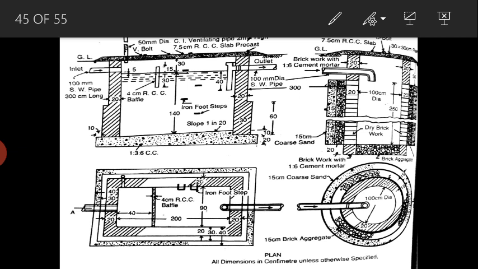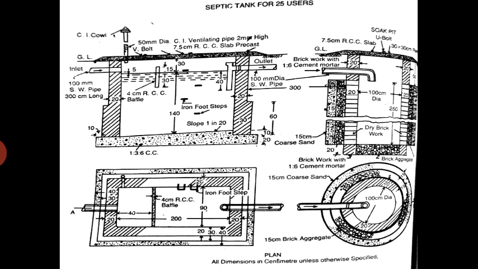This is a very important question from the exam point of view, because it has been asked two times in the examination. On the left hand side of this diagram, you can see a septic tank for 25 users. Almost all the design details are given in the diagram itself. On the right hand side, you can see the soak pit, which we have already seen. First we'll design the septic tank, then we'll go for the soak pit.